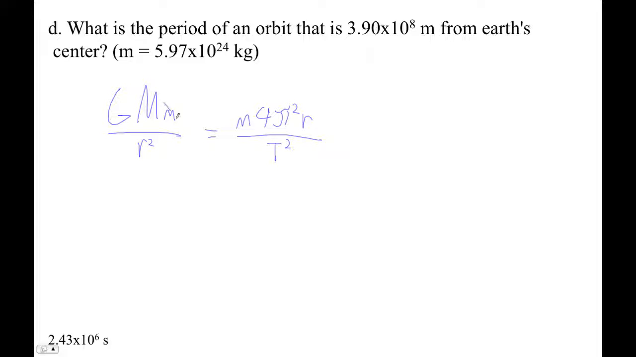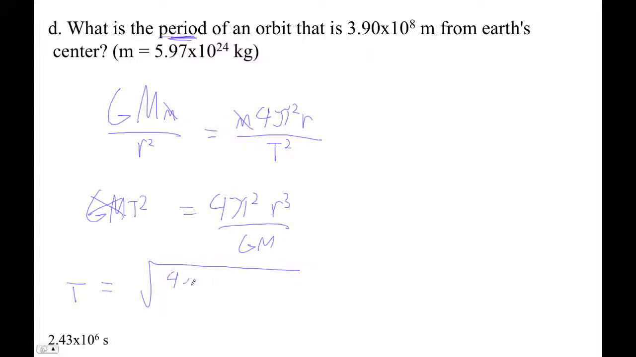The satellite mass still cancels, right? And so we are trying to solve for the period, and that's our t. So let's cross multiply. Let's go G M t squared equals 4 pi squared r to the third, right? And now we're solving for t, so let's divide by GM. And now we still have to get t, right? So it's the square root. So t is going to be the square root of 4 pi squared r to the third over GM. And now we can just plug that in.